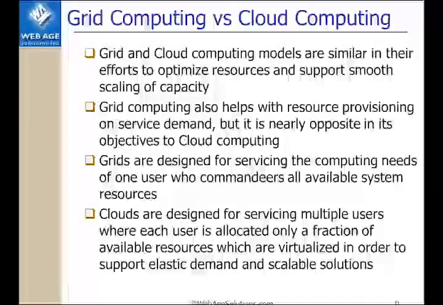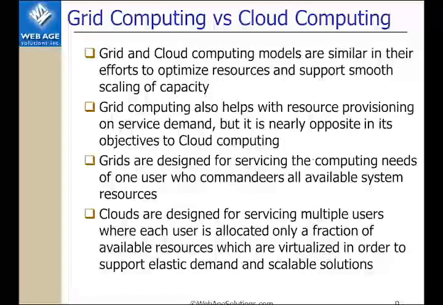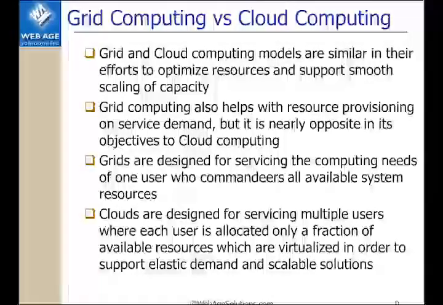I already mentioned grid computing versus cloud computing differences, and this slide summarizes all the key points that I mentioned. So grid, again, is designed to service very few clients, probably just a single user, and cloud is designed to service multiple tenants. So that's the biggest differentiating factor.